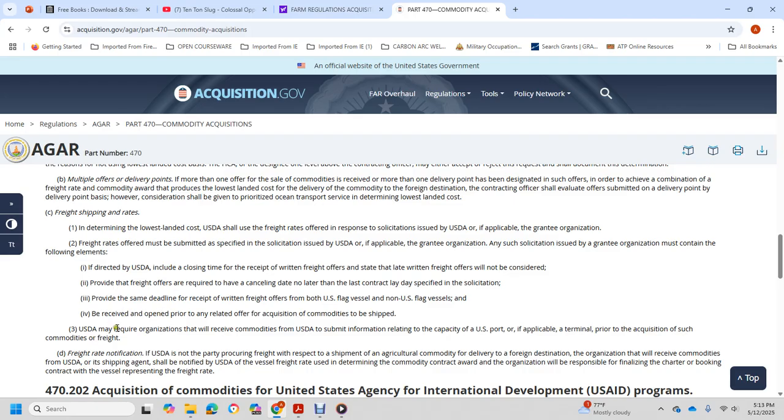Freight rate notification. USDA is not a party procuring freight with respect to the shipment of agricultural commodity delivery for the destination organization. The organization receiving the commodity from the USDA, with the shipping agent, must notify USDA of the vessel freight rate. The commodity contractor or organization is responsible for finalizing the charter and booking with the contract with the vessel representing the freight rate.